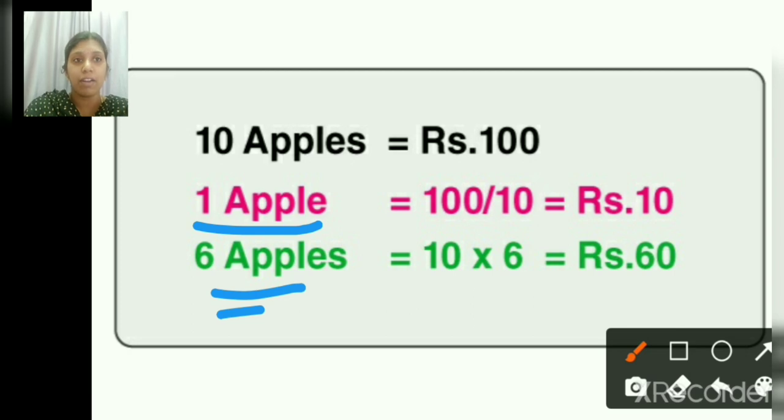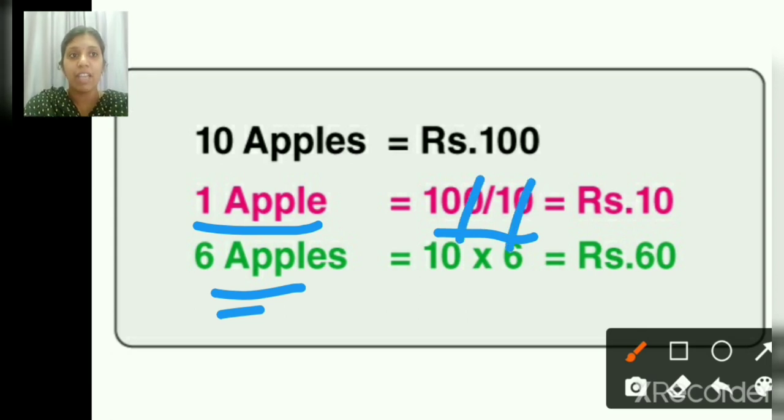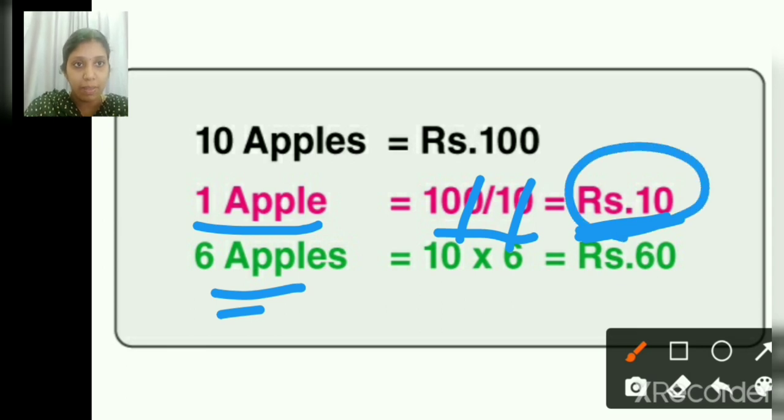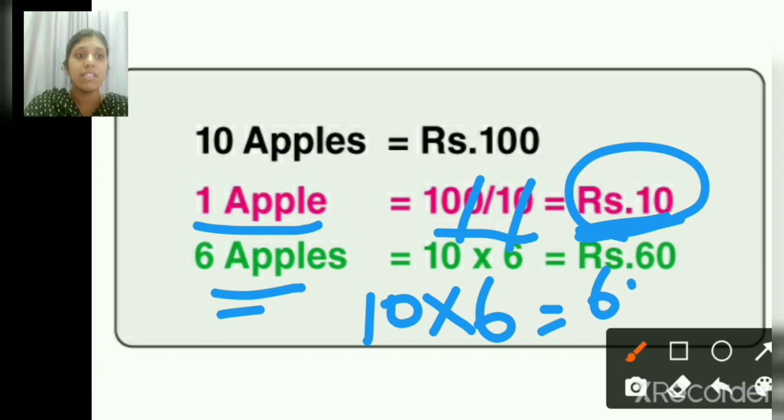So for 1 apple, how can we find? 10 apples are 100 rupees. So 1 apple is equal to 100 divided by 10. The 0 will be cancelled and we have 10 rupees. So 10 rupees is the cost of 1 apple. Now it is easy for us to find the cost of 6 apples. The cost of 1 apple, that is 10 rupees, into 6 apples. So it is equal to 60 rupees. Clear children how to find? This is unitary method.